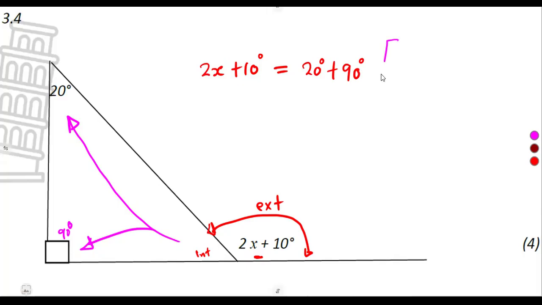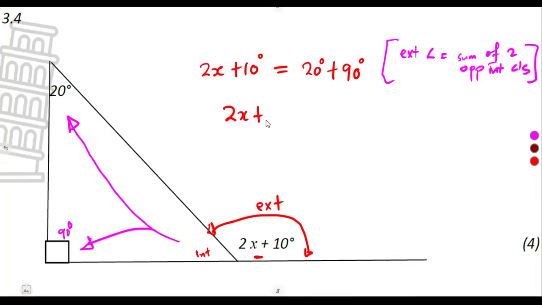We do understand this. The exterior angle is equal to what? The sum of the two opposite interior angles. Just going to write this in short. It's a property that we know from our triangles, guys. So let's solve for x.